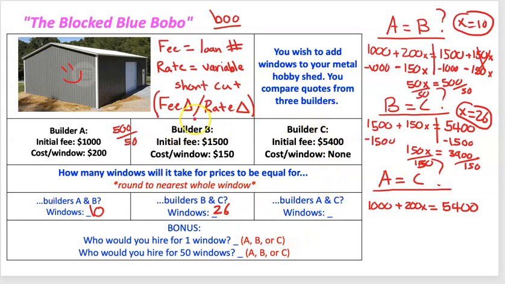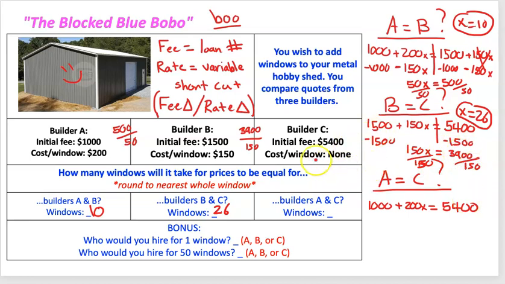Or again, change in fee, change in rate. What's the difference in the fee? 5,400 and 1,500 have a difference of 3,900. And then the difference of the rate, oh, this one has no rate. This one has a rate of 150. Boom, same thing would get you 26. Notice again, that's the same move right here. The difference in the fee over the difference of the rate.